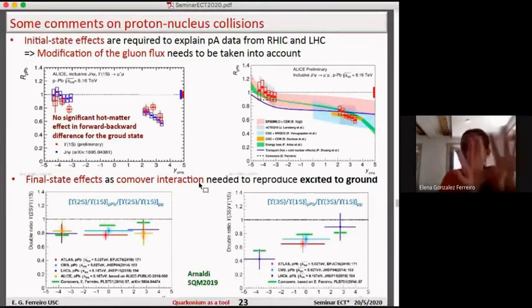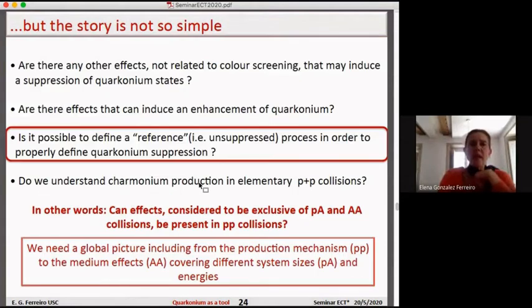Only two comments to summarize this part on proton-nucleus, and to arrive at what we are doing now with Alessandro: for proton-nucleus, the initial state effects alone can reproduce more or less the ground state data, but for the excited to ground state data, you need to apply final state interactions. So then we thought about the possibility of having some kind of interaction also in proton-proton collisions.